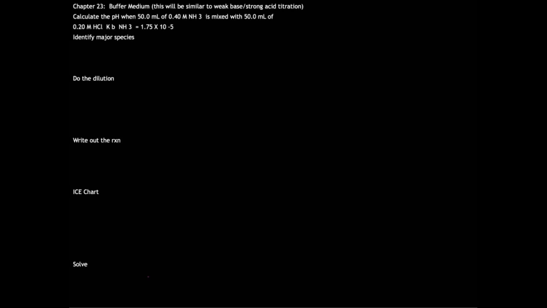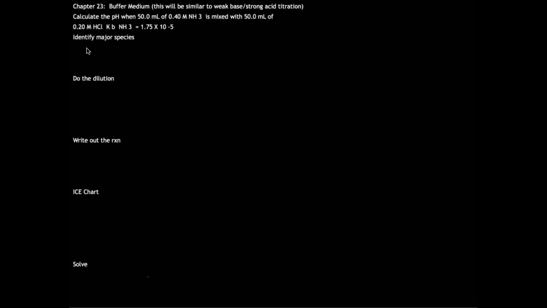Okay. Medium buffer problem, and in fact, this problem actually isn't much different than one you've already done. When you first look at this problem, it should not look like a buffer problem to you. So let's talk about it.